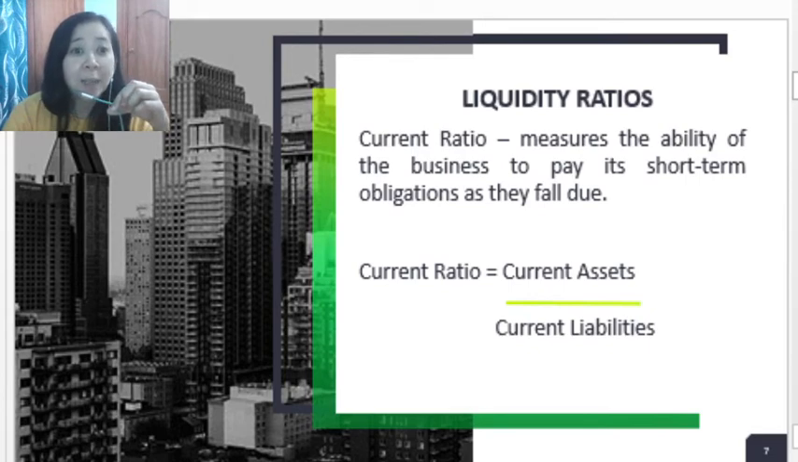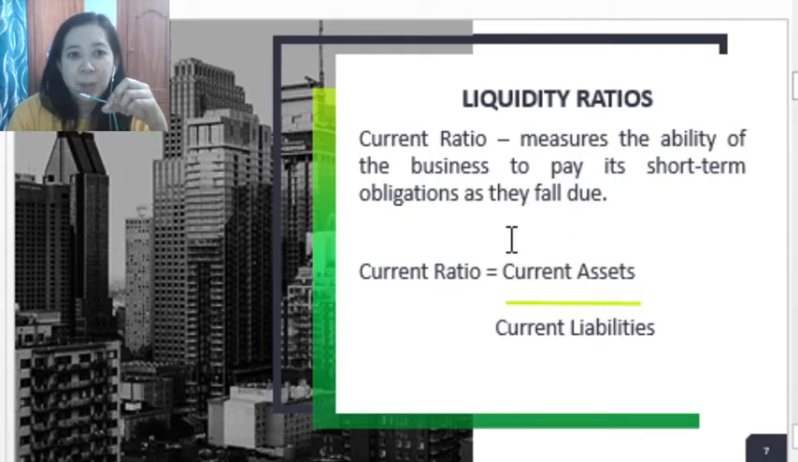So for the liquidity ratios, we have two ratios under this analysis. The first is what we call the current ratio. When we say current ratio, this ratio measures the ability of the business to pay its short-term obligations if they fall due. This is actually the main idea of liquidity ratios. We will determine, based on the result, if the entity is able to pay their short-term liability.